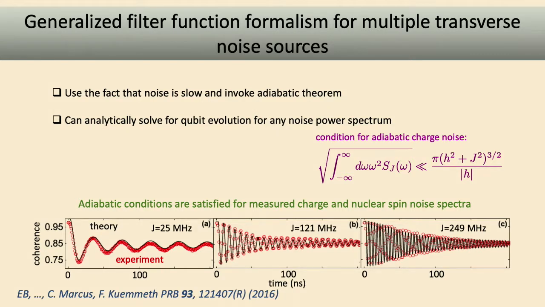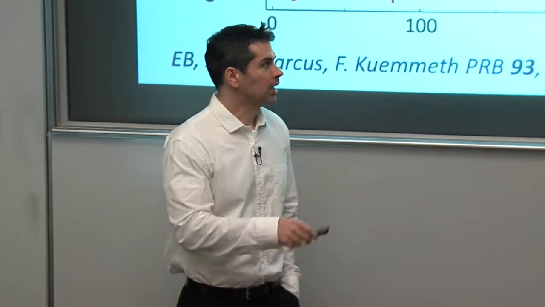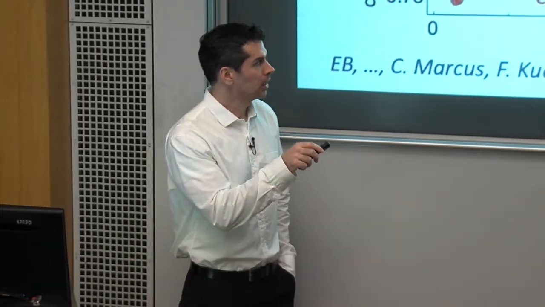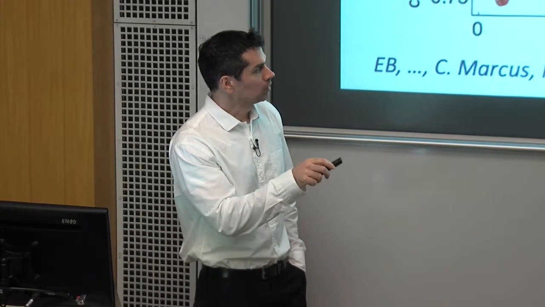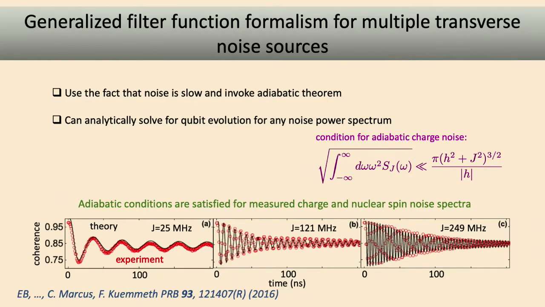So you can make the assumption that the noise is slow, then solve the Schrodinger equation, and then go back at the end and decide, was it a good approximation? There's actually a very clear criterion to tell when it's a good approximation, a condition you can work out on the noise spectrum that tells you if this is a reasonable thing to do. And it turns out that for both charge noise and nuclear spin noise in these systems, this condition is satisfied quite easily. Then you can take the theory that comes out of it and compare it to experiment, and you can see that over a wide range of spin-spin couplings, you get really good agreement. So the theory works quite well.